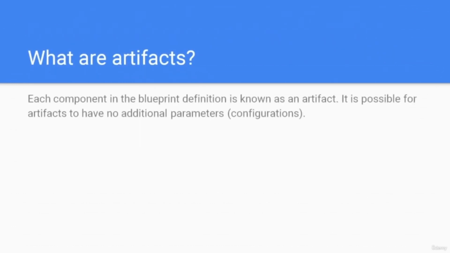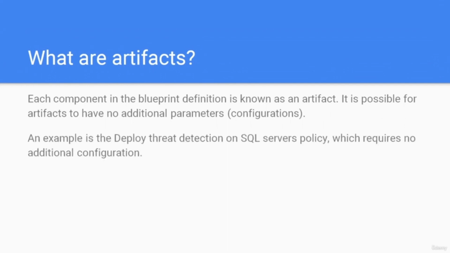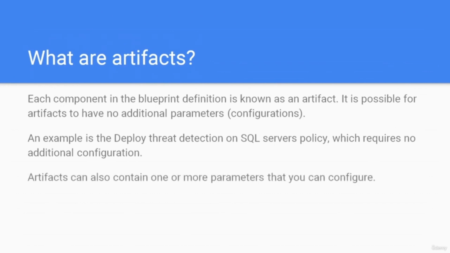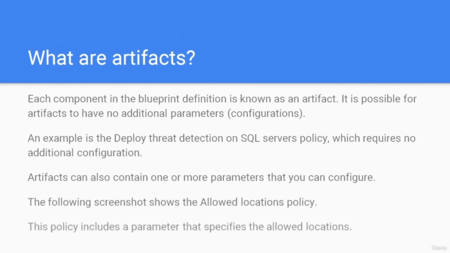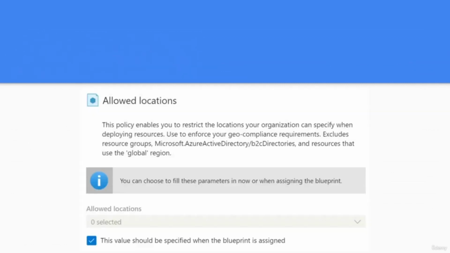What are artifacts? Each component in the blueprint definition is known as an artifact. It is possible for an artifact to have no additional parameter configuration. An example is the deploy threat detection on SQL Servers policy, which requires no additional configuration. Artifacts can also contain one or more parameters that you can configure. The following screenshot shows the allowed locations policy. This policy includes a parameter that specifies the allowed locations.